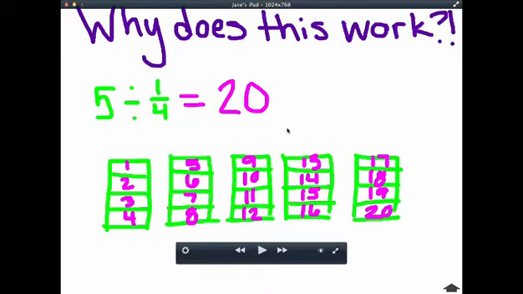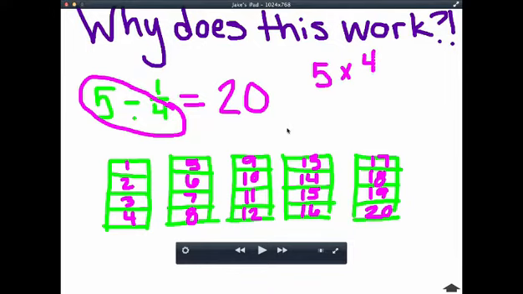Now remember last time how we looked at the 3 and the 2? Here we have 5 and 4. And we know that 5 times 4 equals 20. So if we were actually going to work this problem out by multiplying by the reciprocal, we'd have 5 times 4 over 1. 5 times 4 is 20 over 1, and we know that that gives us a whole number of 20 anytime a number is over 1.